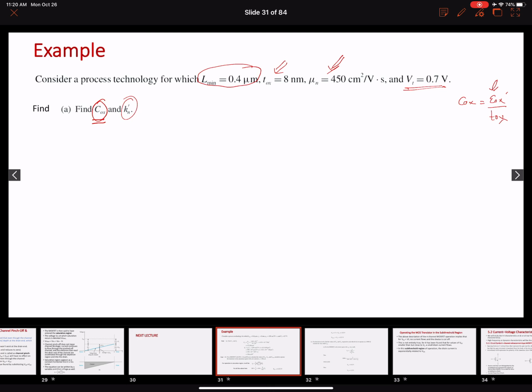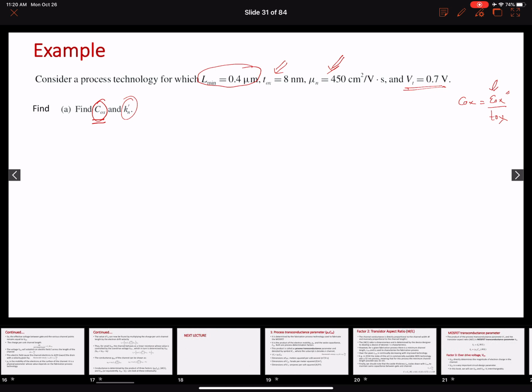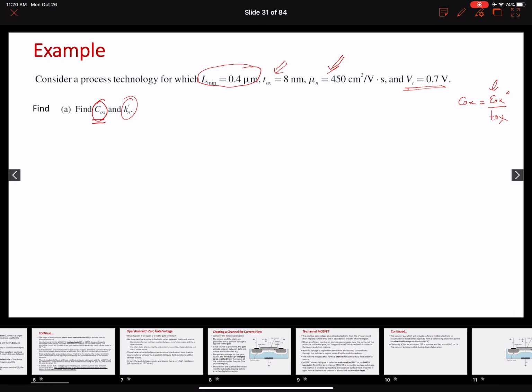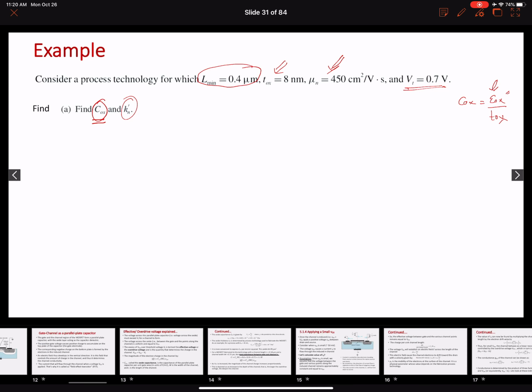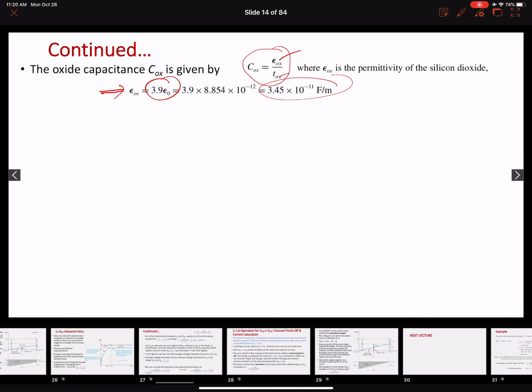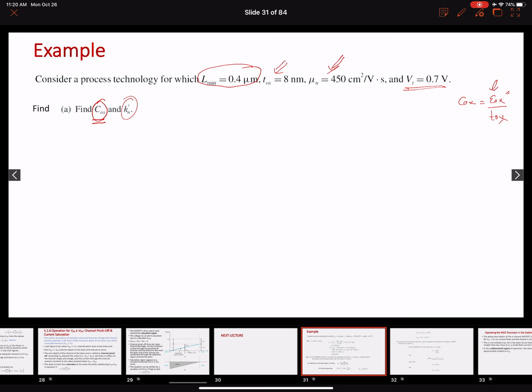Earlier we have calculated the value of epsilon ox. Let me go back and show you that value. I think it was probably in one of the first lectures. Yeah, okay, right. So the oxide capacitance is this permittivity over the thickness of the oxide layer, and here is the value, 3.9 times epsilon naught. So this is the value of epsilon ox that we can use. We can use that epsilon ox value from there, and we can calculate the Cox value. The other thing that we need to find out is Kn dash.